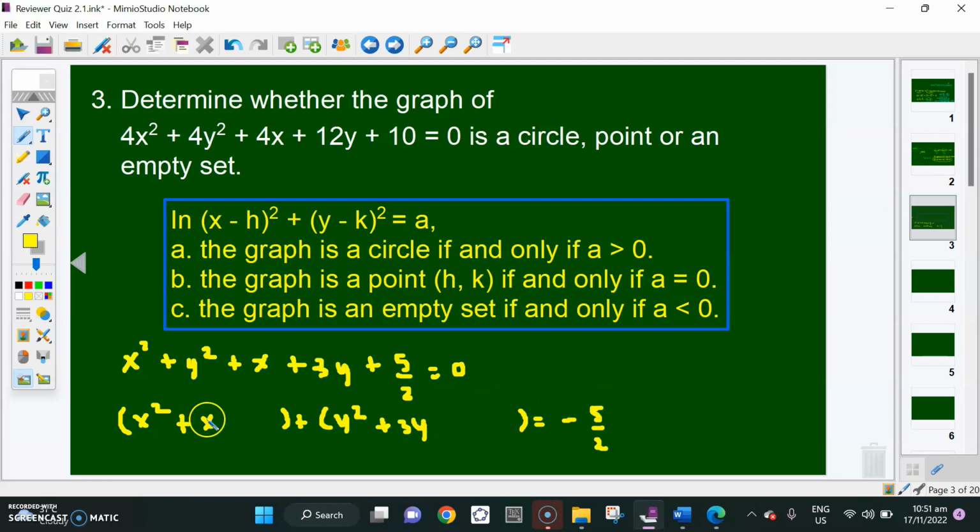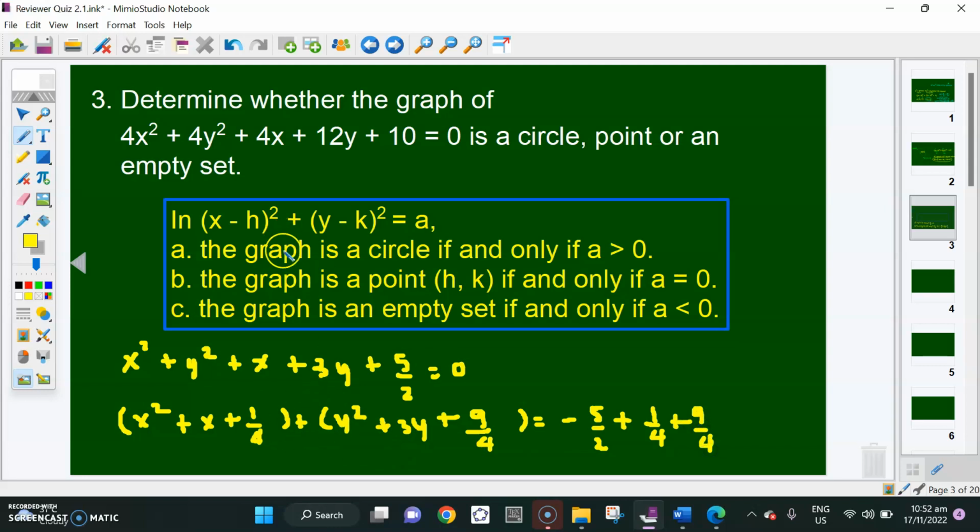So by completing the square, we divide this by 2 and then square it, so we're going to have 1/4. I add 1/4 on the left side, so I'm going to add 1/4 on the right side. There you go. Then 3 divided by 2 squared, so I'm going to have 9 over 4, and I'm going to have 9 over 4 as well.